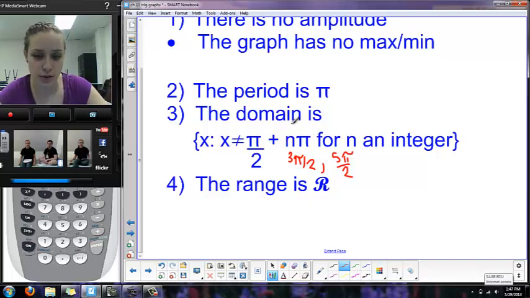So if this n was a 1, then 1 times pi is just pi. So pi plus pi over 2 is 3 pi over 2. If this was a 2, this would be 2 pi plus pi over 2, which is 5 pi over 2. And it keeps on going like that. And the range is all real numbers.